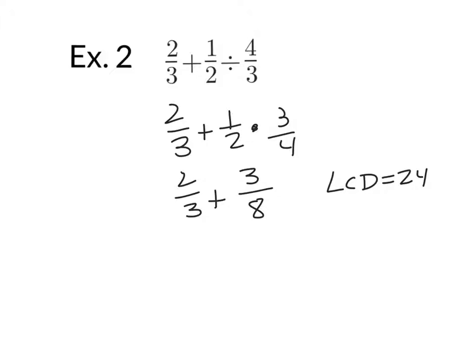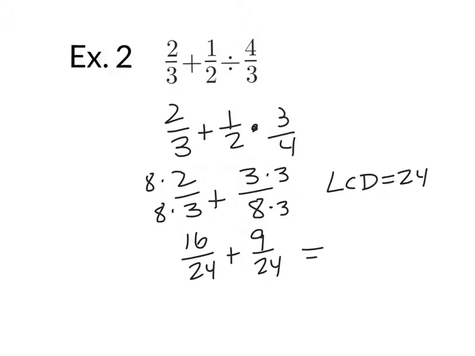So to get that common denominator, if I want a 24 right here, I'm going to have to multiply 3 by 8 to make that happen. But remember, if you multiply the denominator by 8, we also have to multiply the numerator by 8. And then to get that LCD, that least common denominator of 24 here, I'm going to need to multiply by 3. So you also need to multiply the numerator by 3. So let's rewrite that problem then as 16 over 24 plus 9 over 24.